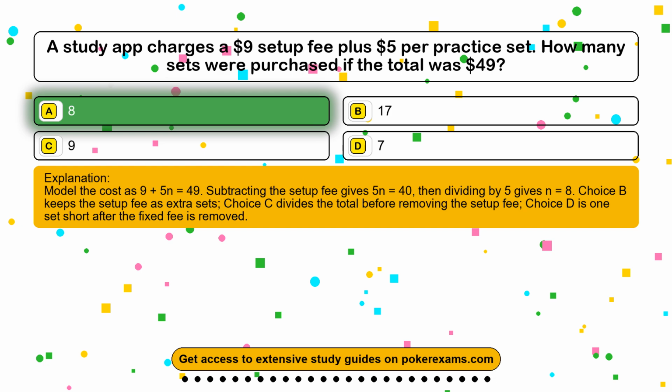Choice B keeps the setup fee as extra sets. Choice C divides the total before removing the setup fee. Choice D is 1 set short after the fixed fee is removed.